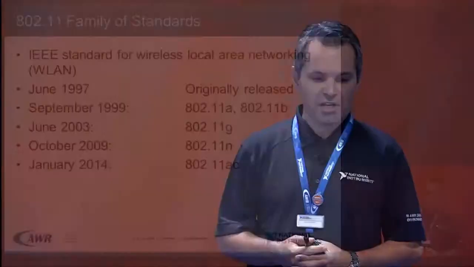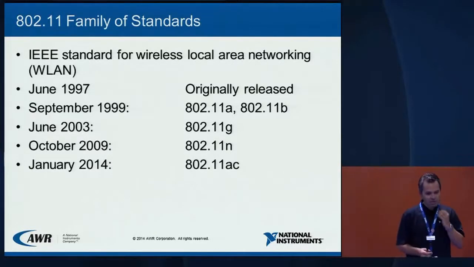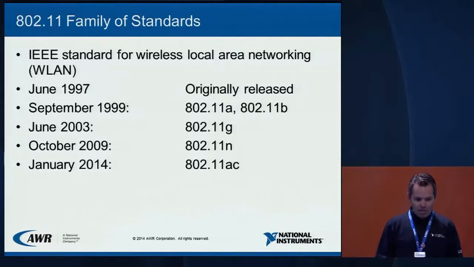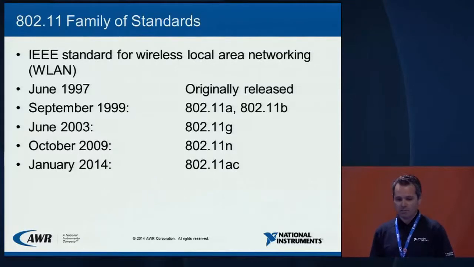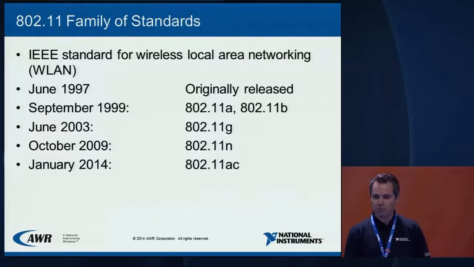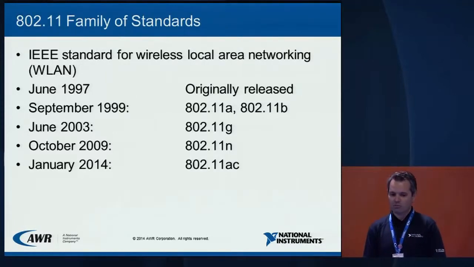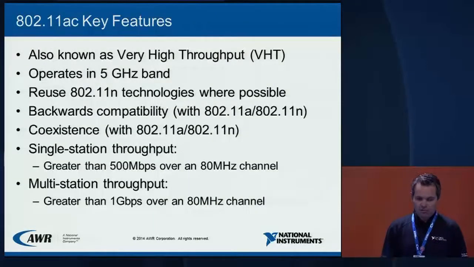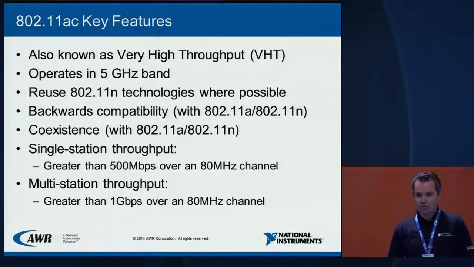As a brief history of the 802.11 family of standards, they started back in June of '97, which seems a long time from now. Then in September '99, the 802.11a and 802.11b were released, followed by 802.11g and n in 2003 and 2009, and finally in January 2014, the 802.11ac was ratified. The 802.11ac is also known as the very high throughput, or VHT, because it does provide a very high throughput compared to the previous standards.